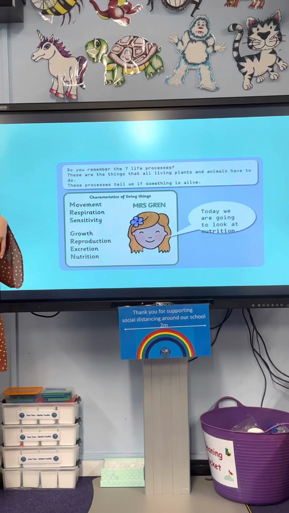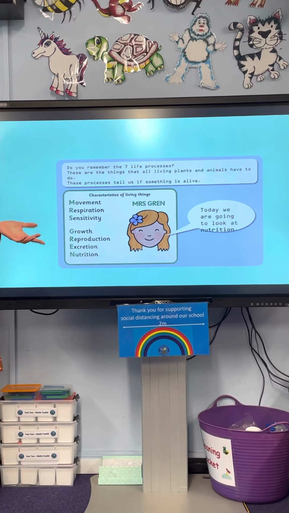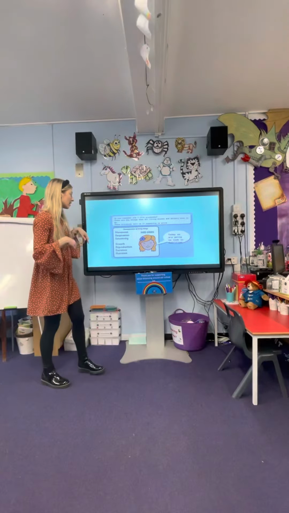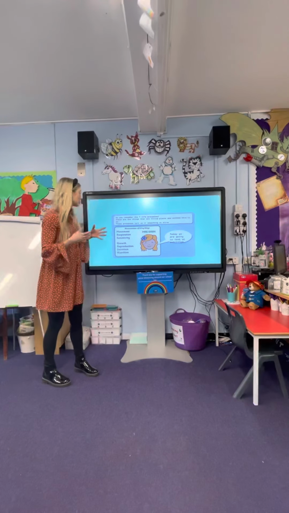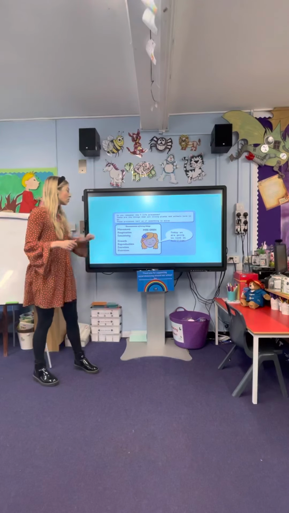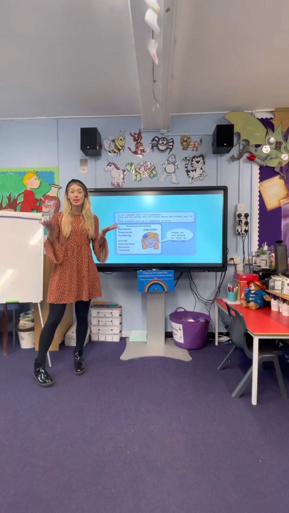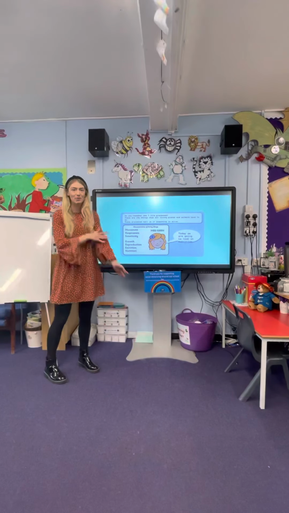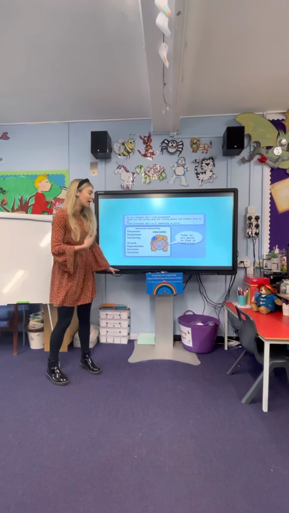and she shows us the things that all living plants and animals and humans need to be alive, okay? So things that people and animals need to be alive are movement. You need to be able to move, okay? Respiration, so that's when you're breathing, okay? And plants have their own version of how they breathe. Sensitivity, so that's when you can feel something, okay?